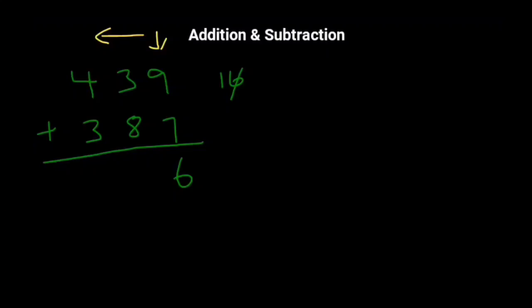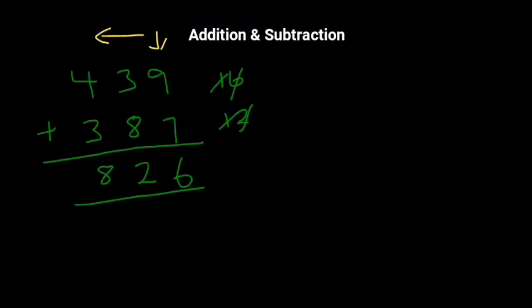Then 8 plus 3, which gives us 11, plus the 1 from the 16. So we take off that 1, which gives us 12. Take the 2 from the 12 and we put it in our answer box. Then we have one remaining, so 4 plus 3 gives us 7, plus the 1 from the 12 gives us 8. So that is how we solve an addition question.